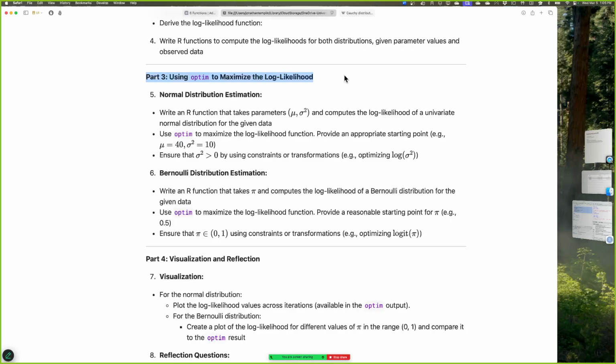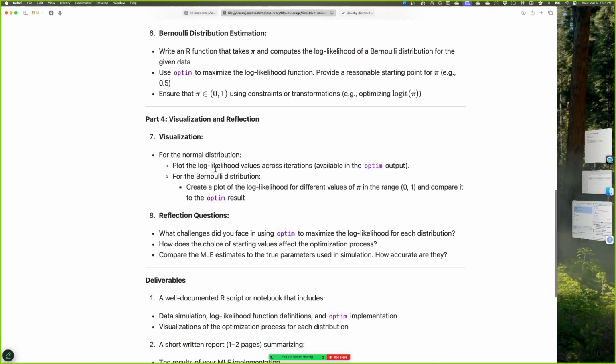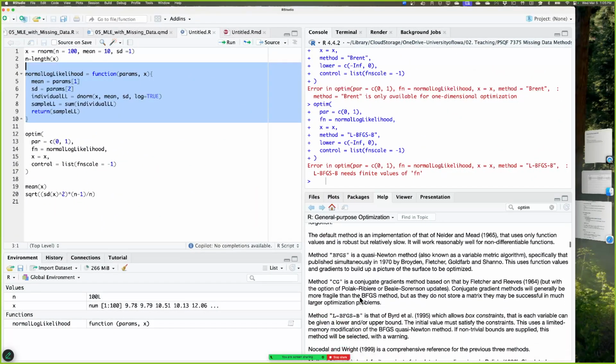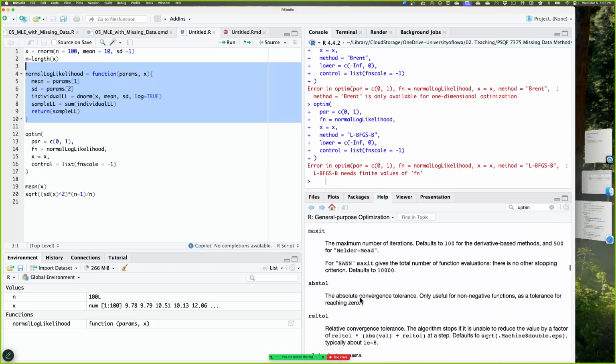No questions. All right. Part 4, visualization. I didn't realize this might be a little harder than it needs to be. So I'm going to say you may not need to do the first part, the log likelihood across iterations. There's a control feature that you can plot. There's a control feature that you can have Optim tell you more information. Let me see if I can find the details here.